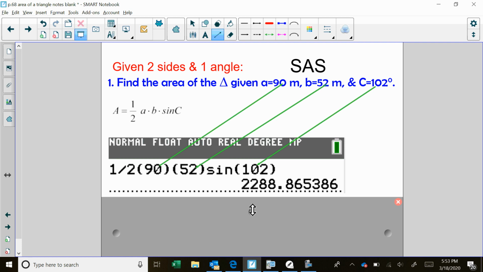Key points here. Let's make sure we use the sine function. Try not to use cosine here. And as usual, make sure your calculator is in the proper mode. Since we are dealing with degrees, we want to make sure our mode is in degree. Problem number one, done. Okay, let's move to problem number two.